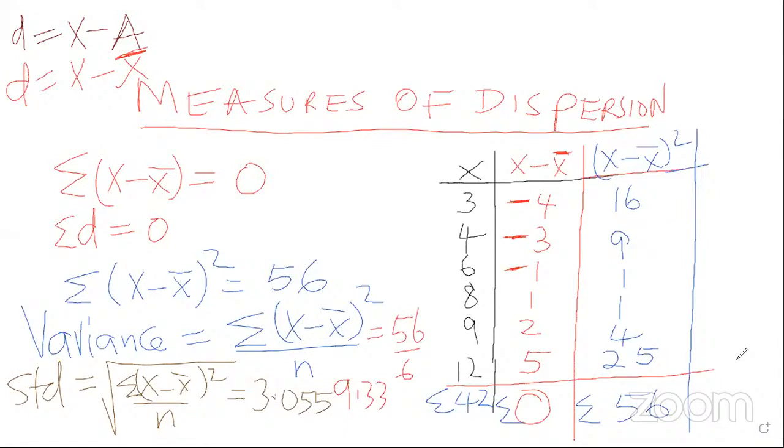Mr. Mburu? Excuse me, teacher, could you repeat the part of standard deviation? Standard deviation, we said, is the square root of the variance. Remember, our variance was 9.33. Then we took the square root of that.